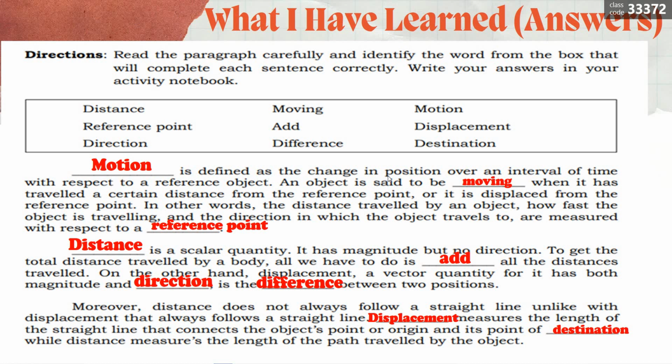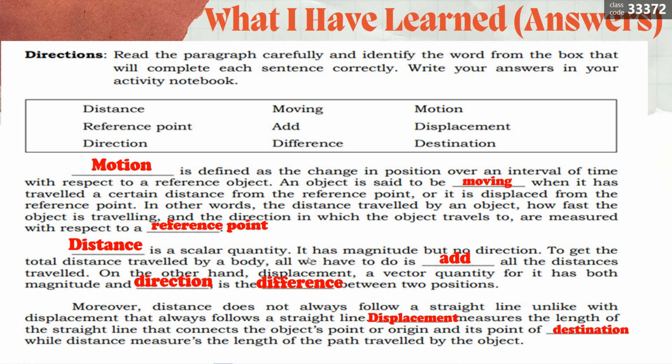It is defined as the change in position over an interval of time with respect to a reference object. An object is said to be moving when it has traveled a certain distance from the reference point or it is displaced from the reference point. In other words, the distance traveled by an object, how fast the object is traveling, and the direction in which the object travels are measured with respect to a reference point.